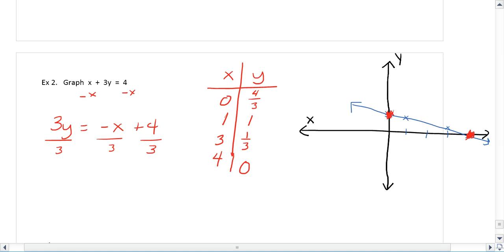So I just want you to note something. Right here at the y-intercept, right at that point, x is 0 because we haven't gone sideways at all. We just went up 4/3. And right here, the x-intercept, right at that point, y is 0. And we can see that very clearly in these 2 points on the table. Now we're going to use this fact to find them algebraically.